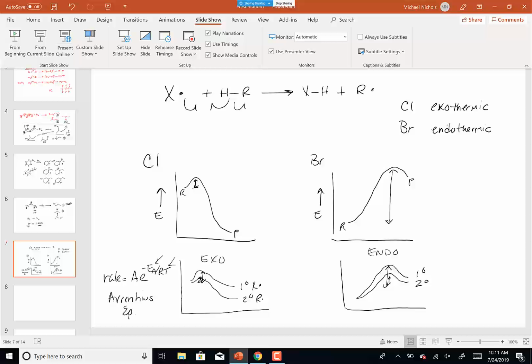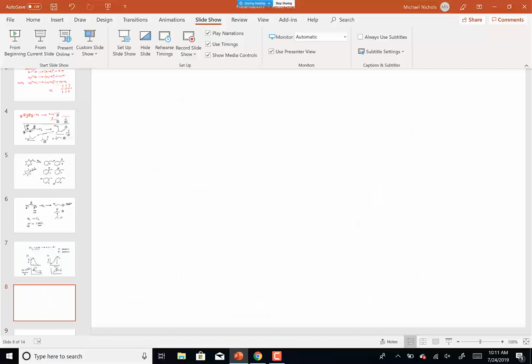Okay. So I'm going to go off on a little bit of a tangent here. We need numbers. Because right now I'm just saying, oh, in both cases you form a secondary faster than a primary, and you're going to form a tertiary even faster. But I need numbers to go with that. So how am I going to get those numbers? Well, I can write them down, but where do they come from?